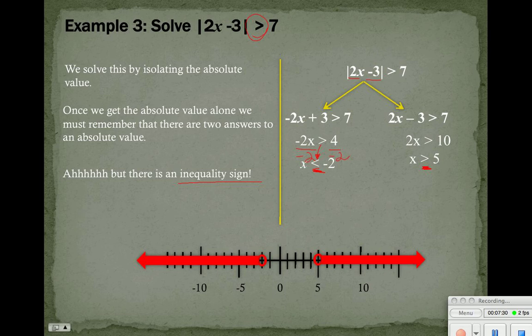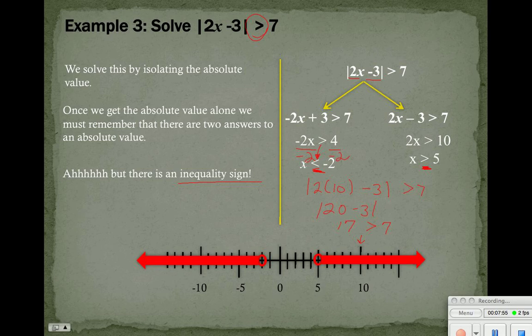Let's just pick 10. 2 times 10 minus 3, is that greater than 7? 20 minus 3, that's 17. Absolute value, that is absolutely greater than 7.